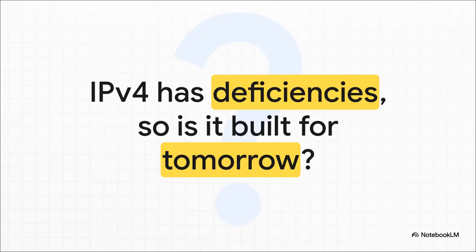You know, the IPv4 system, especially with its brilliant NAT workaround, has served us incredibly well. It is the foundation of the internet we know and love today. But as we start connecting trillions more devices to the internet, everything from our cars to our coffee makers, it's pretty clear this 40-year-old system is creaking at the seams. So is it really built for tomorrow? Well, that's probably a journey for another day.